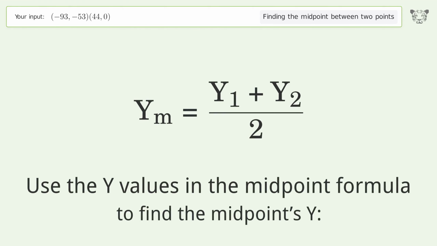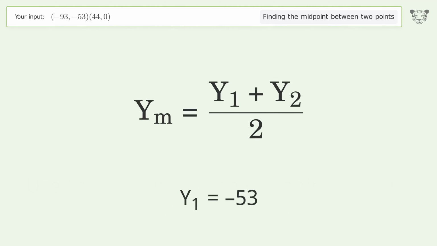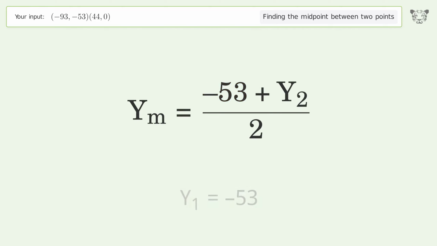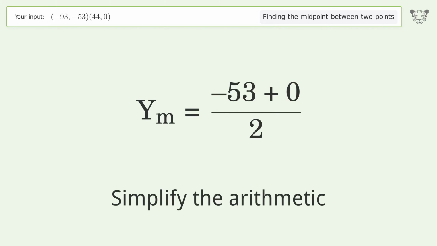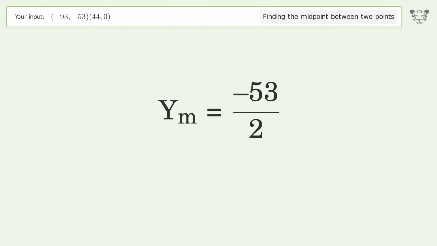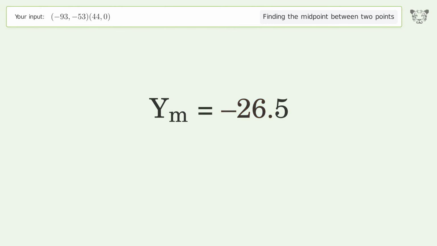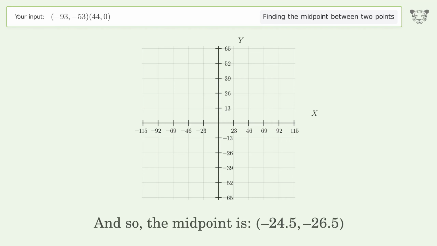Use the y values in the midpoint formula to find the midpoint's y. y1 equals -53. y2 equals 0. Simplify the arithmetic. And so, the midpoint is -24.5, -26.5.